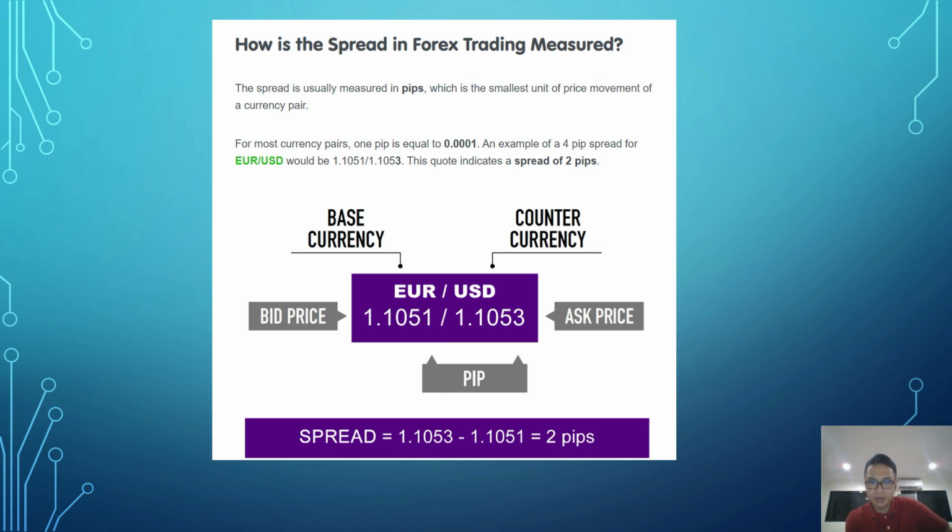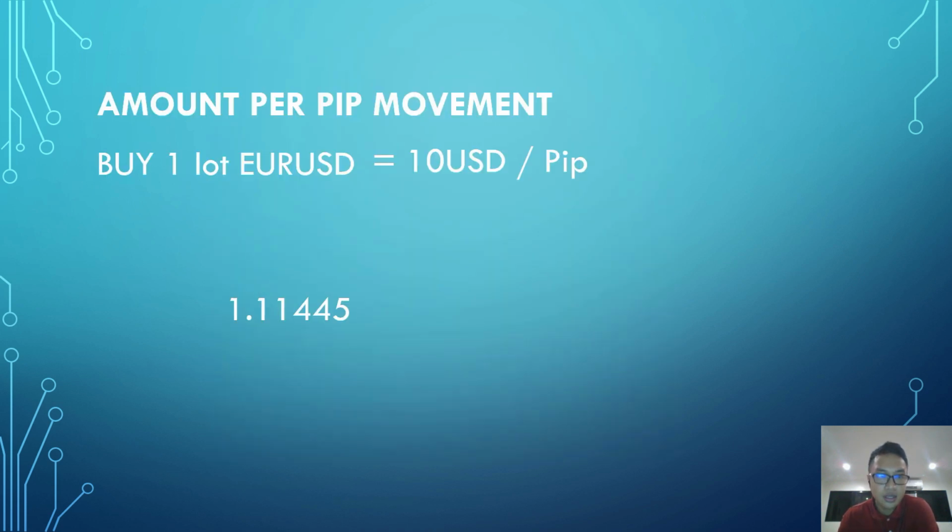So spread is measured by pip, so it's the difference between the two. So if 1.1051 is the bid price and the ask price is 1.1053, if you deduct 1.1053 and 1.1051, that's actually 2 pips, because we are referring to the fourth decimal place.